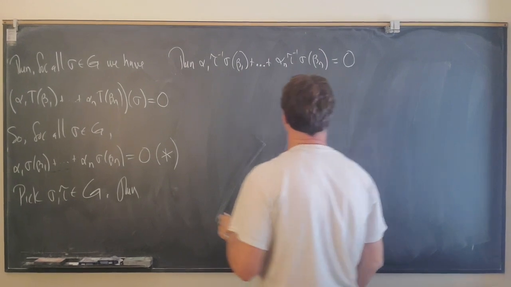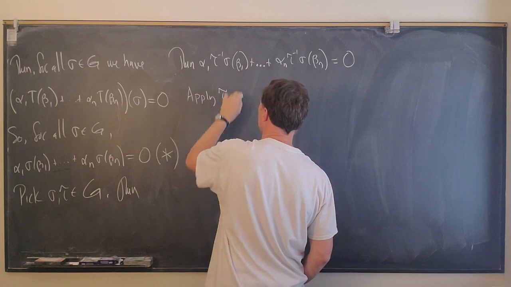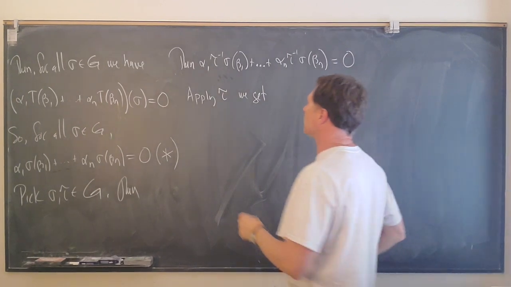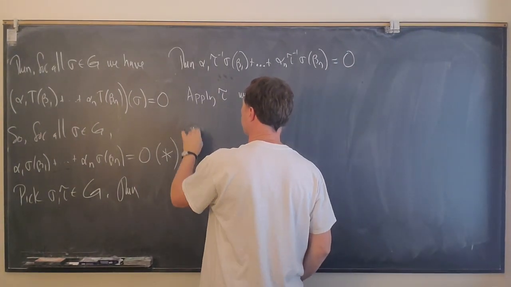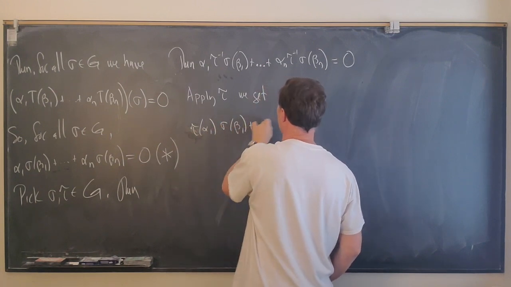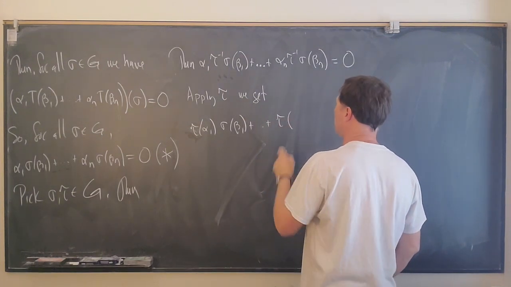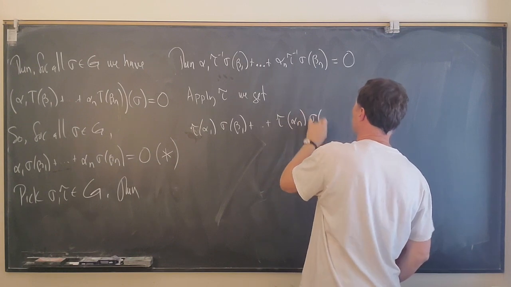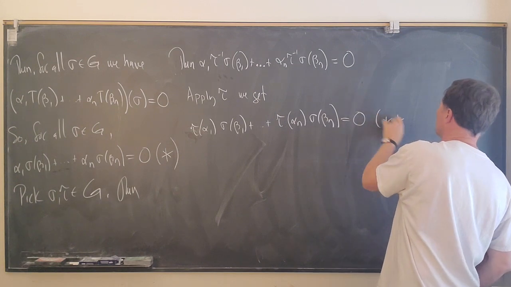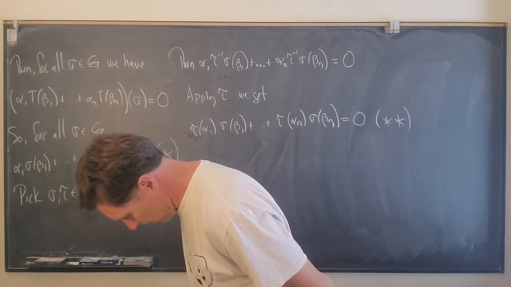So applying tau, I'm going to apply tau to both sides of this equation right here. And so this will give me tau of alpha 1, sigma of beta 1, plus dot dot dot tau of alpha n, sigma beta n equals 0. And this one I'm going to label double star.